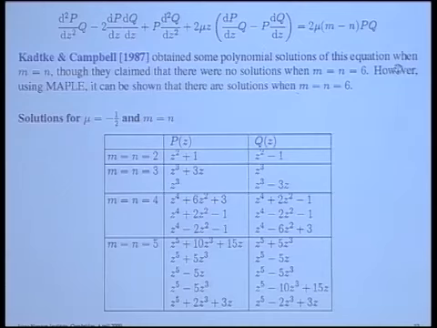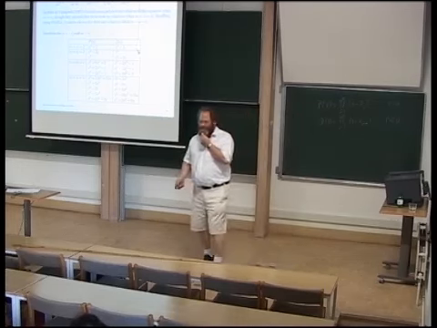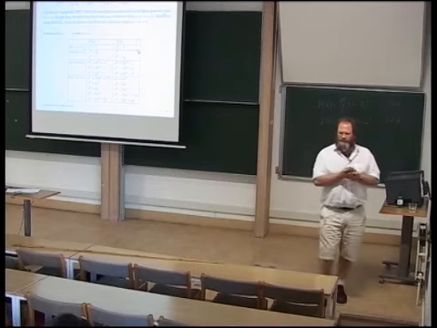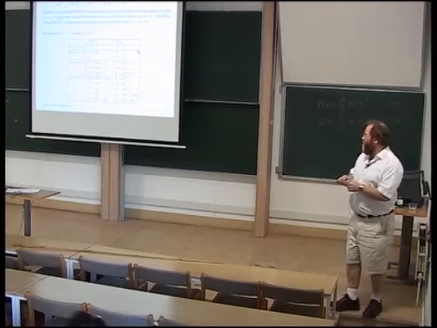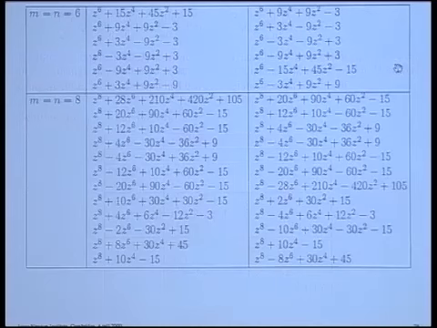Gansky and Campbell actually tried to find some polynomial solutions of this, but they claimed that there weren't any for M equals N equals 6. They were using computer algebra in the 1980s, though. However, using computer algebra 20 years later, they were able to find them. Here are some for M and N both the same, 2, 3, 4, and 5. And there are some for M equals N equals 6 and M equals N equals 8.